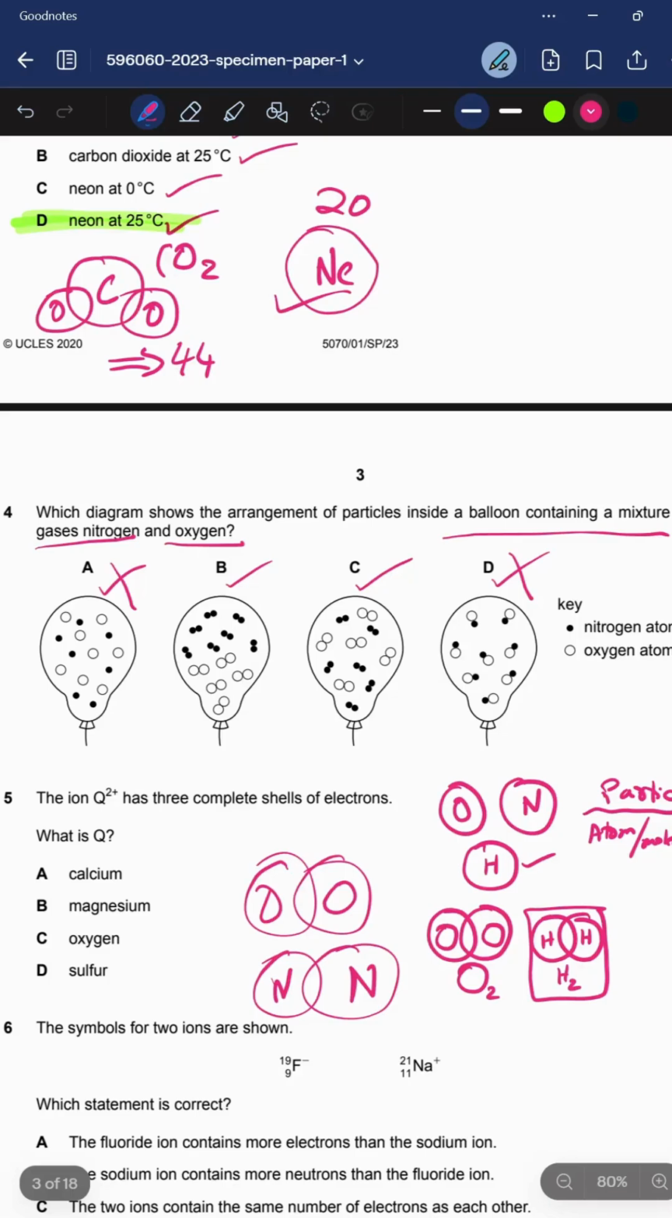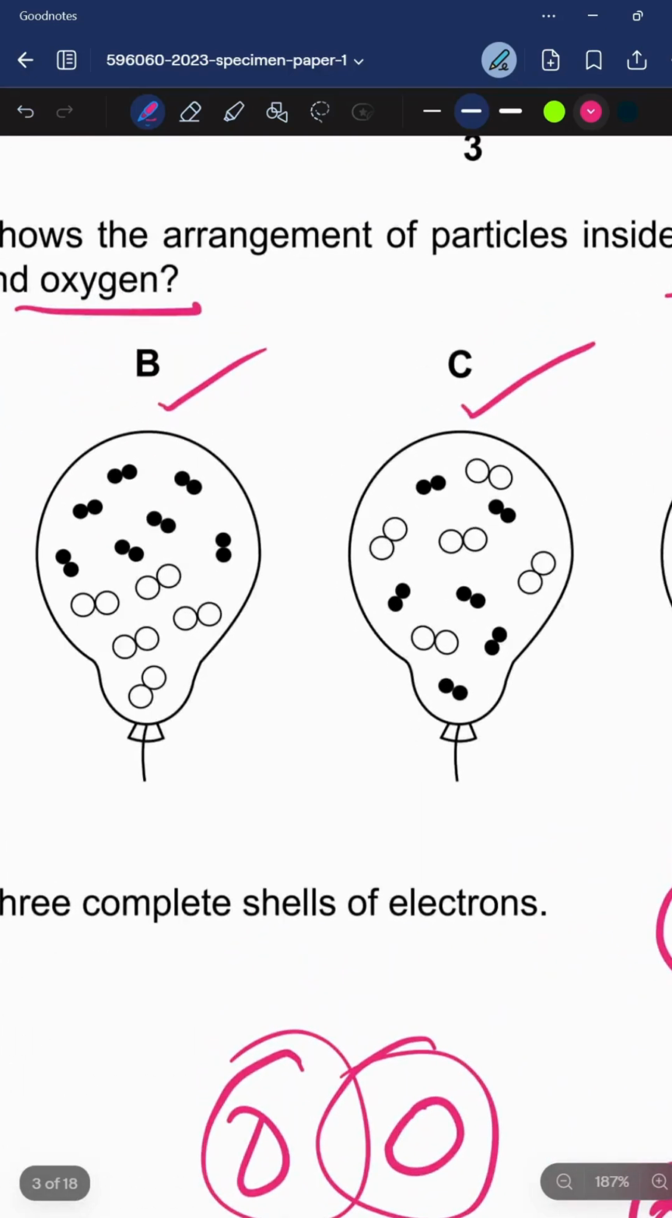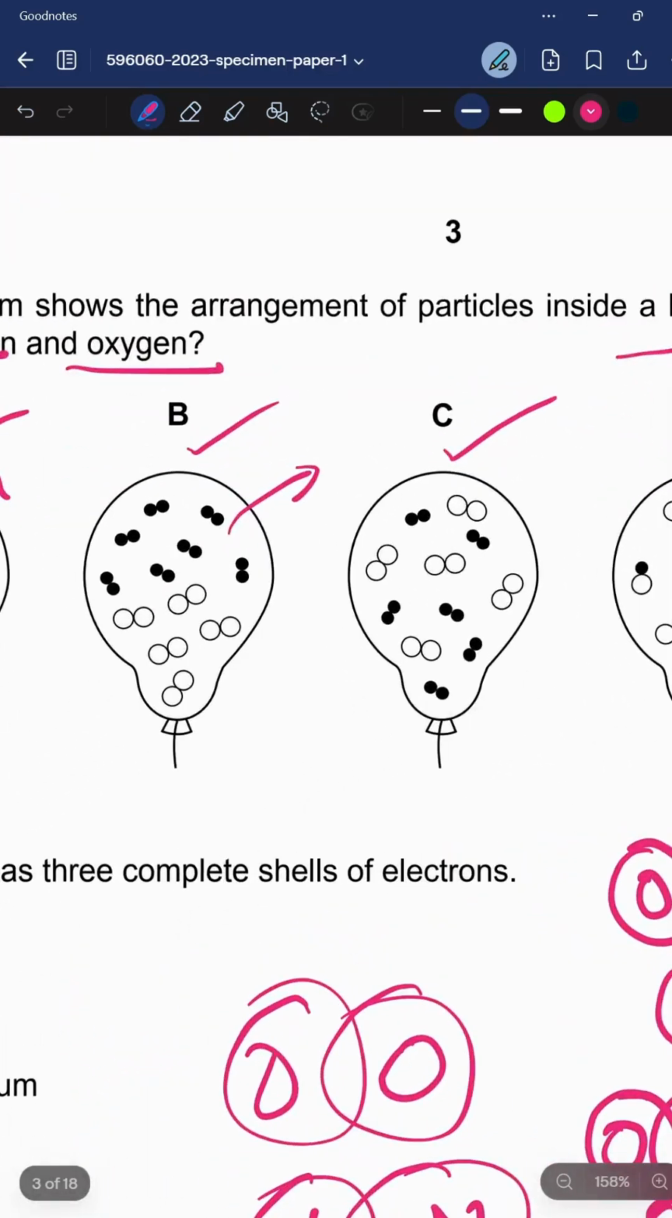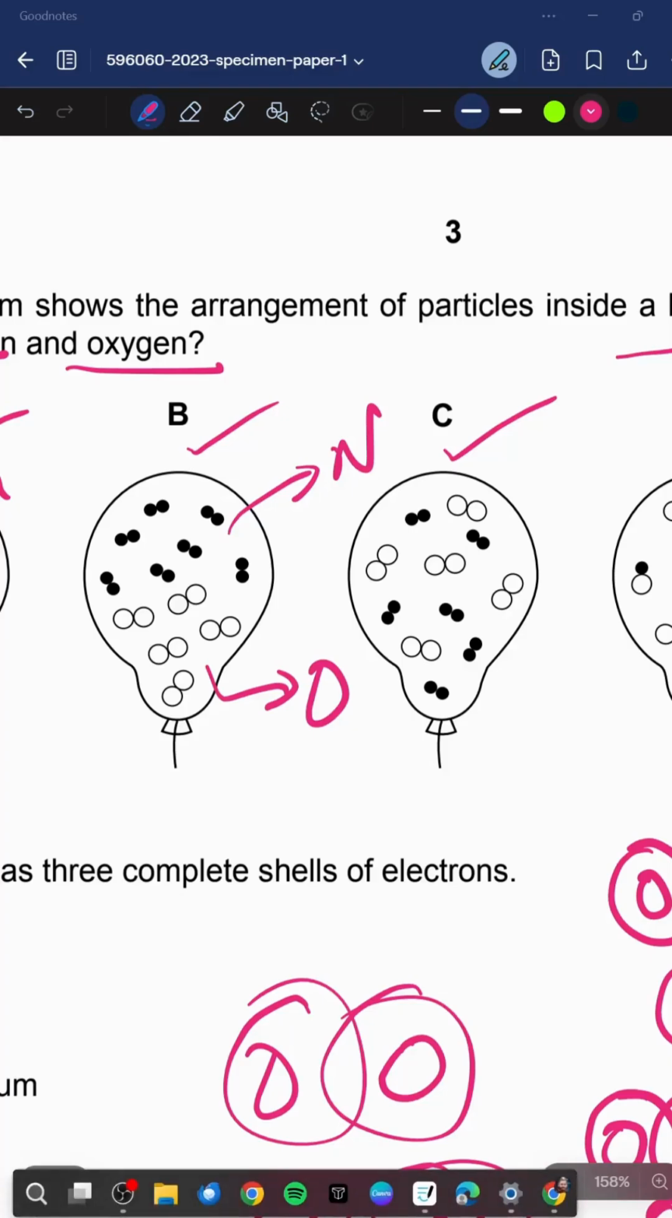Now you can see that there is a random distribution of oxygen and nitrogen in option C, and there is a segregated distribution in the other. Over the top you will find the nitrogen atoms, and at the bottom you will find the oxygen atoms. And what's the reason behind that? So I have a very cool simulation to show you guys.